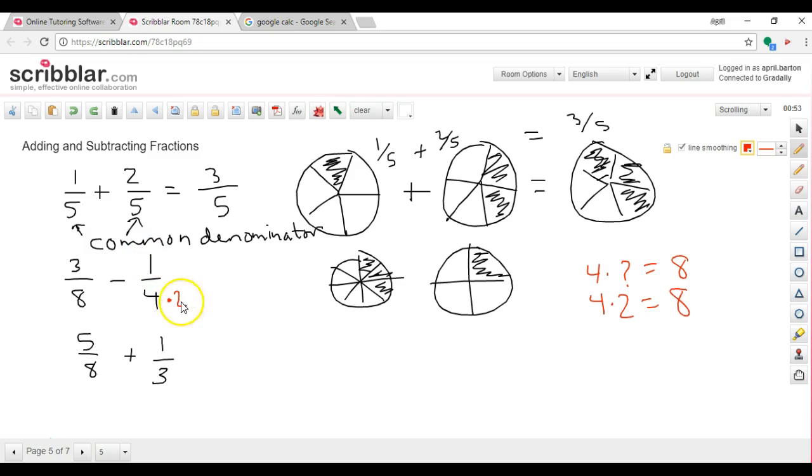When you're working with fractions, though, what you do to the bottom, you do to the top. So this becomes 2 out of 8. And now that you have a common denominator, you can combine the numerators. You leave 8 in the denominator, and 3 minus 2 is 1.